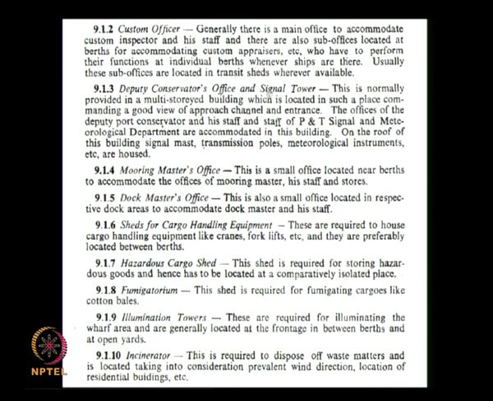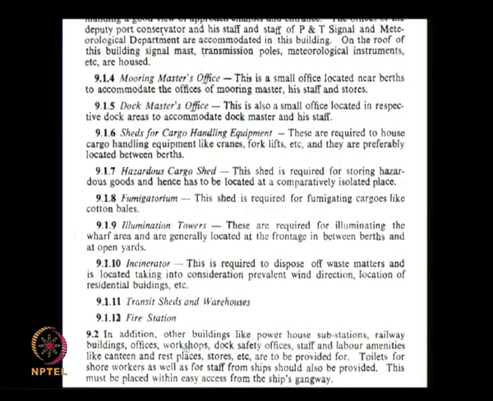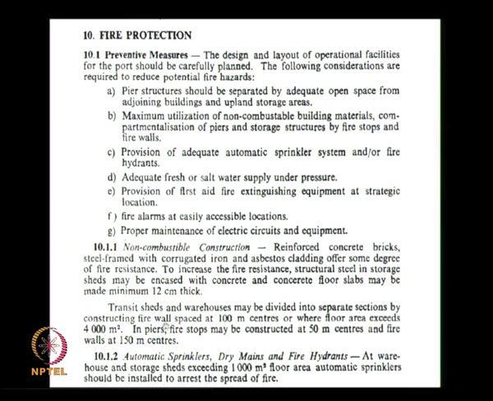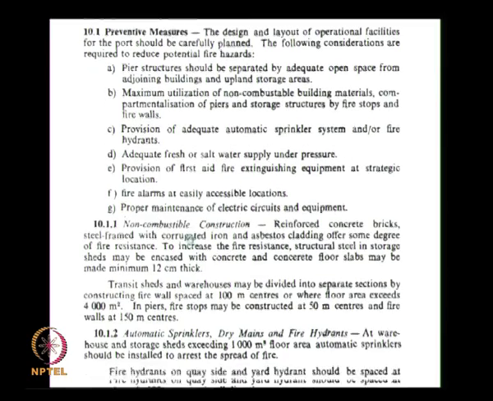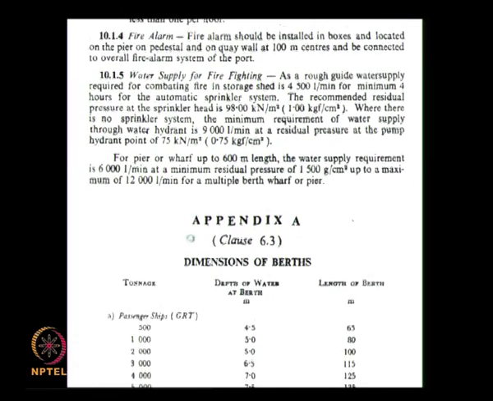You know about the air traffic controller, like that we have a signal tower, mooring master's office, dock master's office, sheds for cargo handling equipment, hazardous cargo shed, fumigatorium, this is to fumigate the cargoes like cotton bales and all, illumination towers, incinerator, these are transit sheds, warehouses, the fire station, this is also very important. So these are some of the buildings that are to be provided. There are very exhaustive fire protection requirements, this also has to be provided inside the harbor.